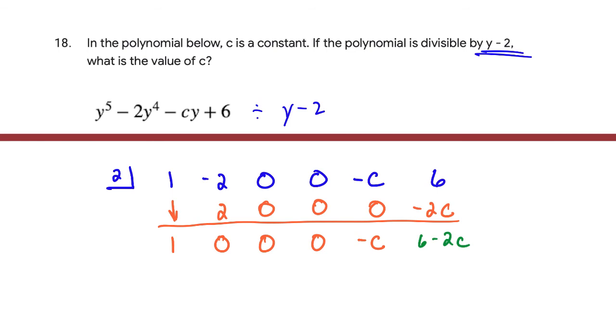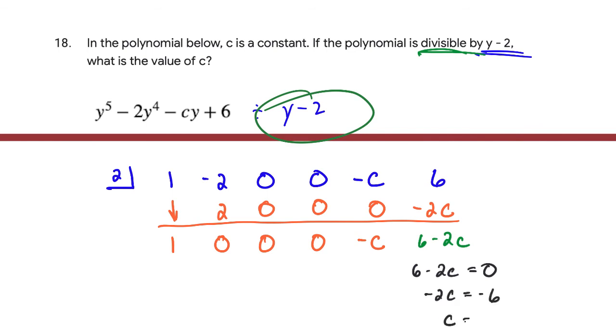Now, because I want y minus 2 to be a factor, divisible by y minus 2, this remainder should be 0, so I just write that little equation. 6 minus 2c, I want it to be 0, and we solve it. Subtract 6 from both sides and divide by negative 2. C has to be a 3 in order for the remainder to be 0, which would make y minus 2 a factor. And that is all of our problems.